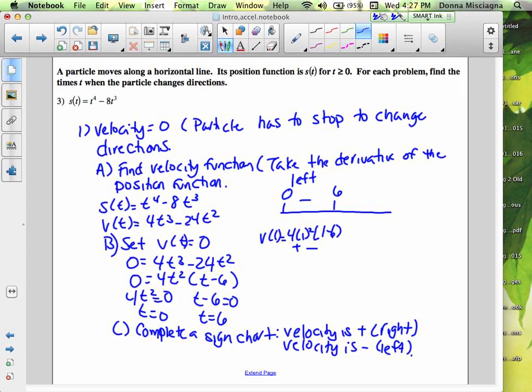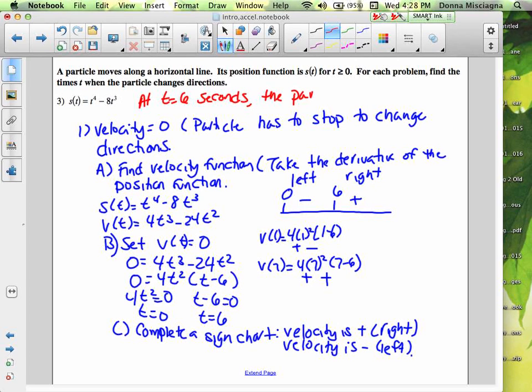Let's find out about after 6 seconds. So we'll find v of 7. So we have 4 times 7 squared, and 7 minus 6. Well, we have a positive here, and 7 minus 6 is also positive. So anything greater than 6 is going to give us positive values. So here, our particle is moving to the right. So we want to find the time when the particle changes directions, and we have our answer. It goes from moving to the left to the right at 6 seconds. So at t equals 6 seconds, the particle changes directions.